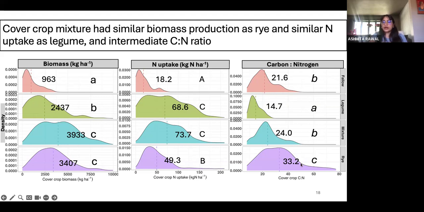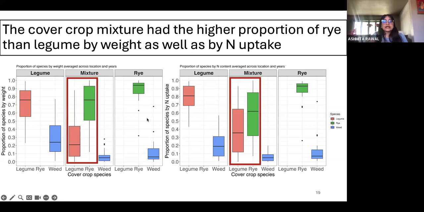and rye. Now you might be wondering, because these are treatments and we had multiple species within the treatments, right? Where is this number for fallow coming from? It's weed species. And for legume, it is weed as well as legume. For mixture, it's rye, legume, as well as weed. And for rye, it's the same case, rye and weed. So what is the proportion? What is the contribution of rye in mixture as compared to legume, right? So wait for that. And these here show the proportion of the species in the cover crop treatments.